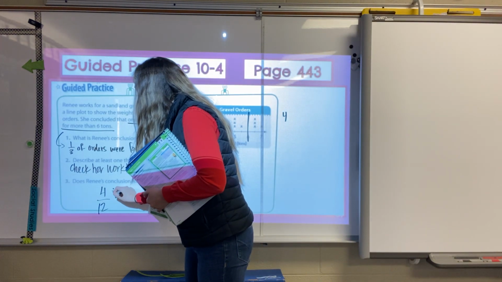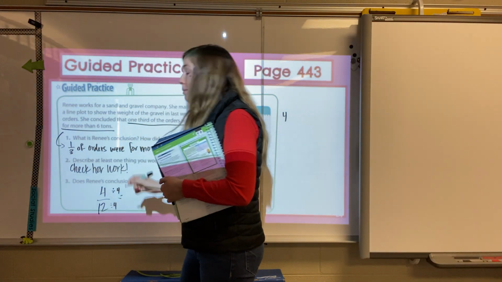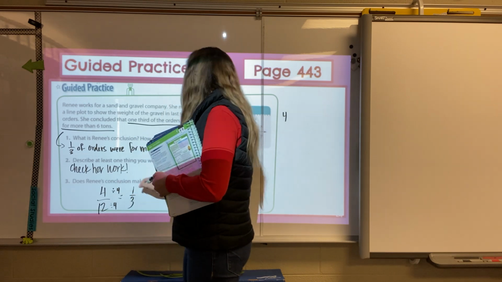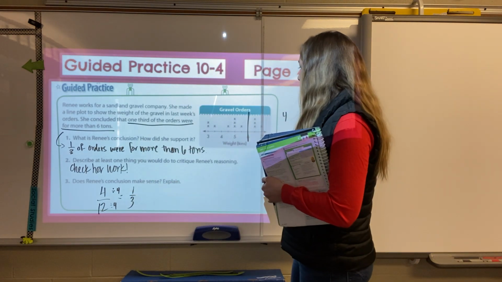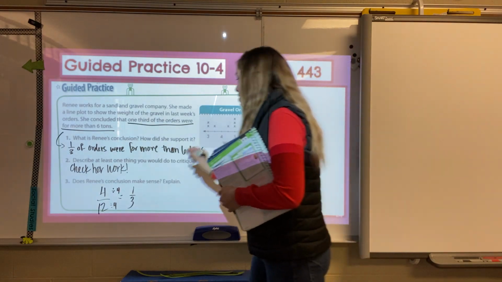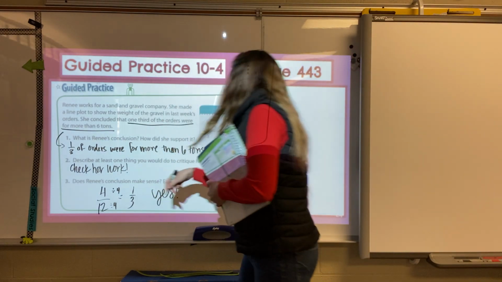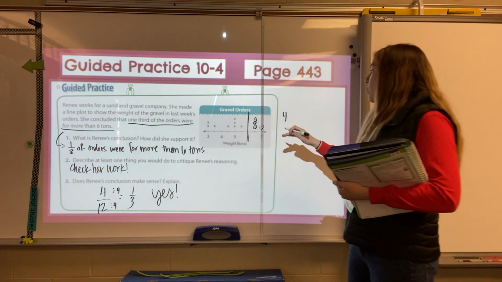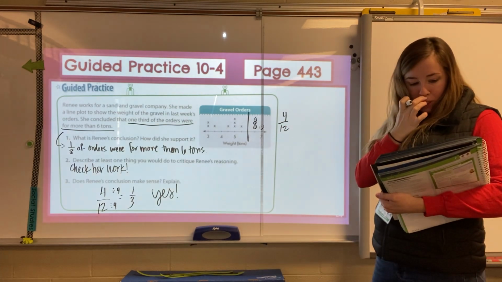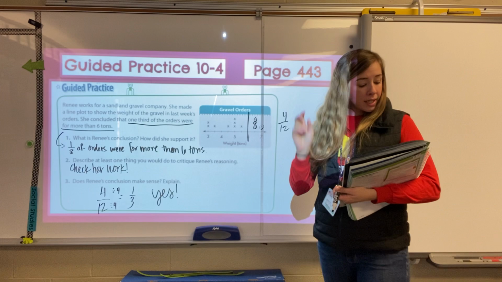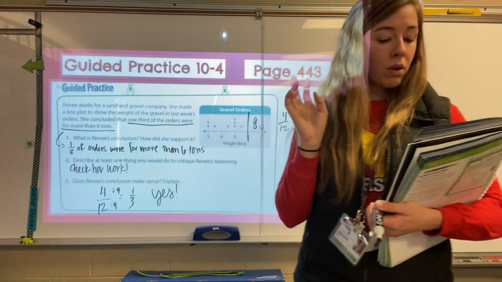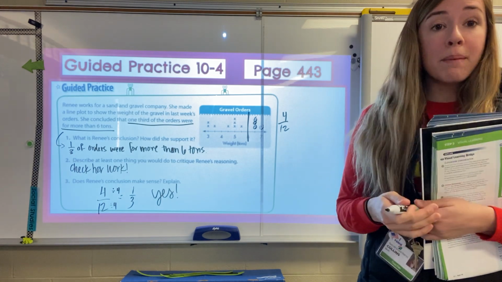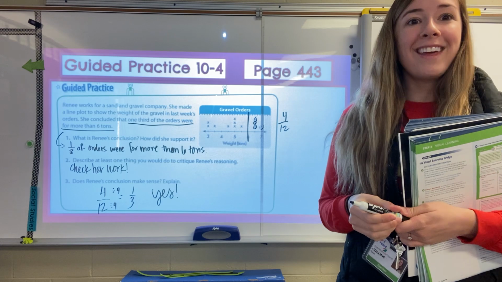So if I divide both the top and bottom by the same number when I'm simplifying a fraction, 4 divided by 4 is 1, 12 divided by 4 is 3. So 1/3 of the orders were for more than 6 tons. Is she correct? Yes. And we showed our work right there. And you can circle in here that we've got 4 out of the 12 total orders. Okay, we are going to keep practicing 2 more line plot problems in group, critique the reasoning, and practice a little bit with making our line plots. Tomorrow we will review and then we'll take our test.